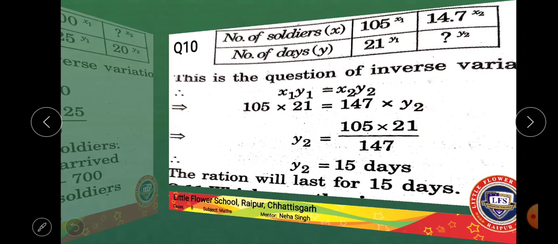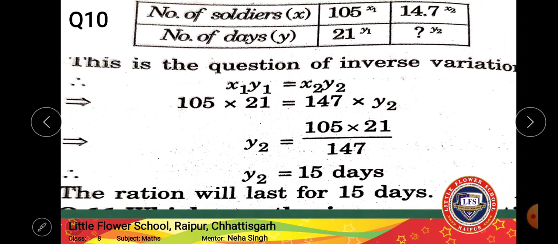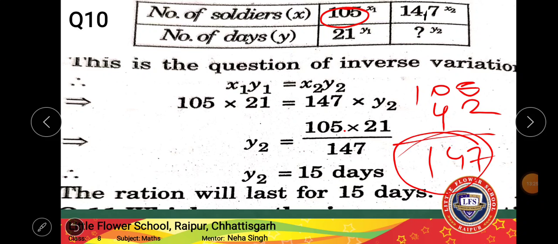New number of soldiers: first it is 105. Now 42 more are added. So how much is the number of new soldiers? 5 and 2 is 7, 4 and 1. So how many soldiers are there? Total 147. So now for 147 soldiers, you need to find how many days the ration will last.